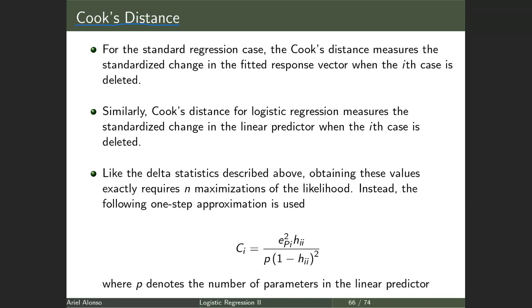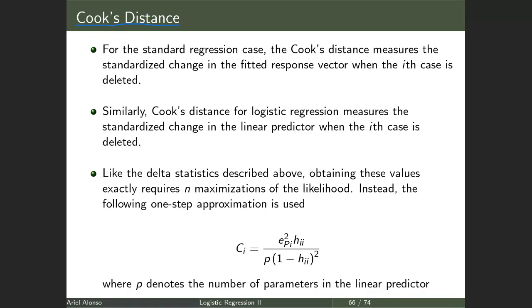For a standard regression model, Cook's distance gives you an assessment of the standardized change in the fitted response vector when you delete one case. Here it is not going to be in the fitted response vector, not directly, because you have a nonlinear response function relating the probability with the linear predictor. It's a little bit more complicated, but in logistic regression, what it gives you is the standardized change in the linear predictors themselves if you remove certain values.